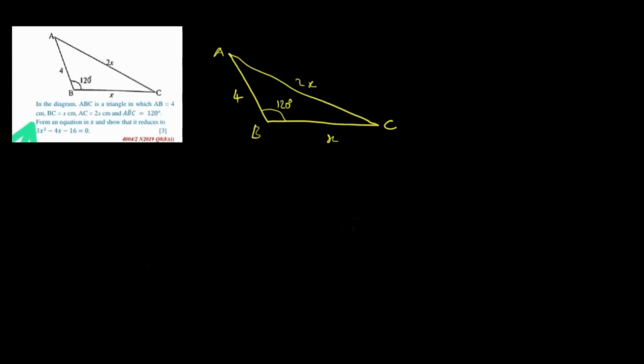Saka, if we want to take stock of what we have: an included angle 120 degrees. We have the corresponding side of the included angle AC, which is 2x. Then we also have 4 for AB. We have x for BC. What do we want with this question? We have to solve for x.